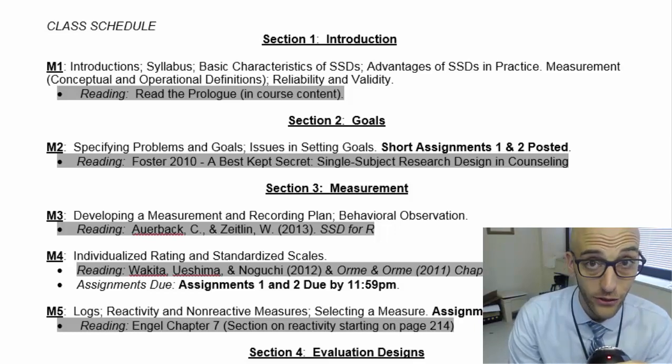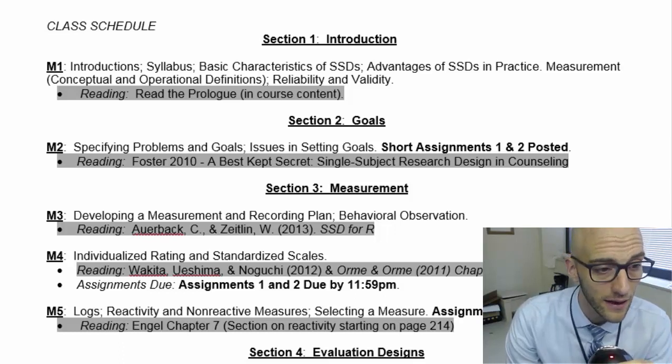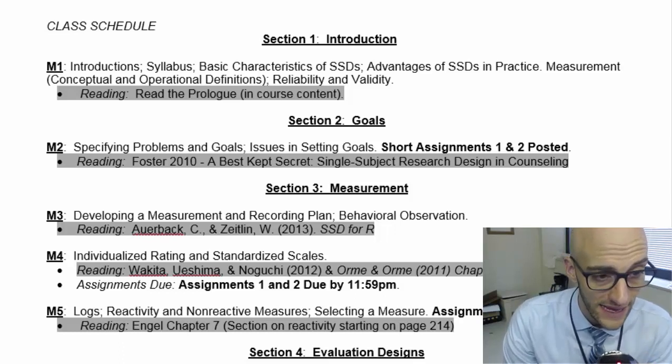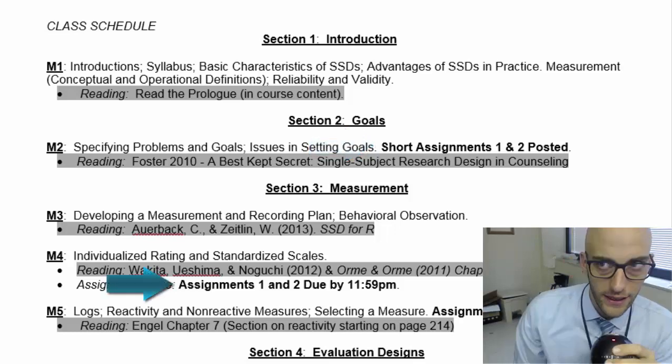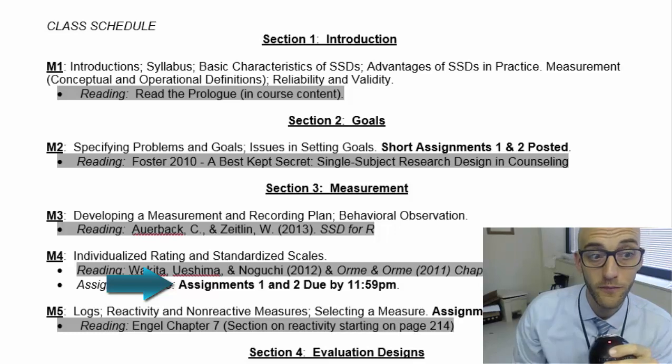I have grayed out the reading assignments just because these might be updated from semester to semester, but just to give you an idea of what you might be seeing. I have not grayed out the assignments because you'll see that in Module 2, Section 2, short assignment number 1 and 2 are posted here, and then they will be due in Module 4. If we're going to get really, really technical here, I'm hoping that if the assignment is due, you'll have it completed at the beginning of Module 4.